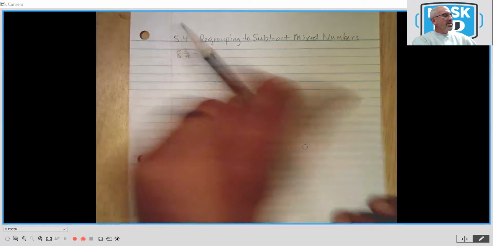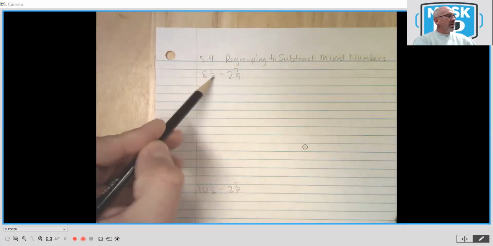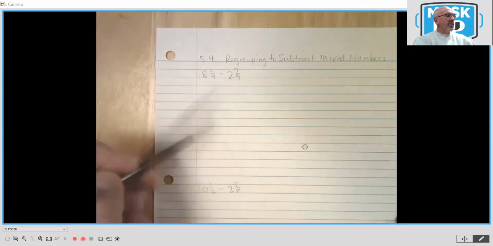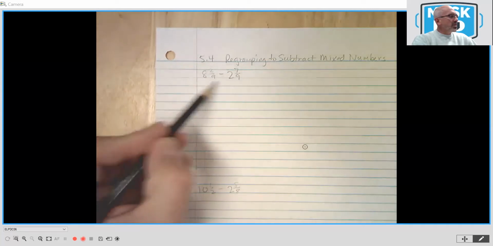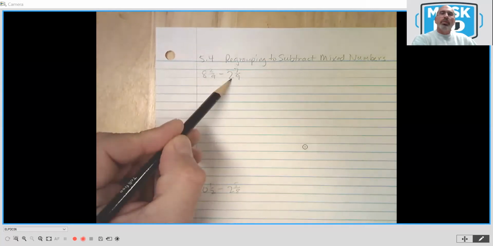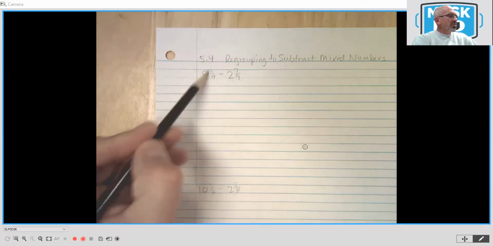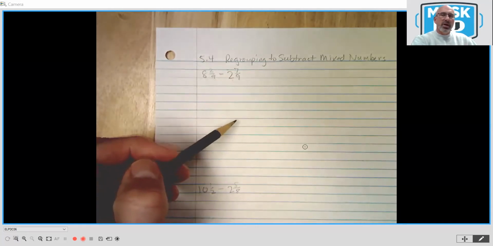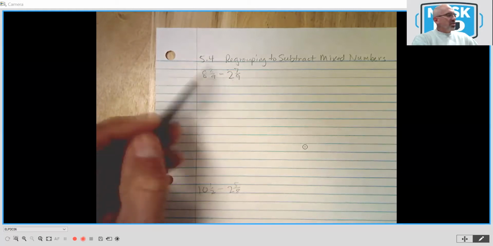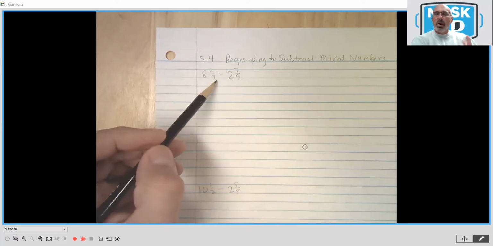All right, so let's look at this problem up here. 8 and 2/9 minus 2 and 7/9. Now, what we learned in our last lesson is that all we really need to do is subtract the whole number portions. 8 minus 2 would be 6. But then we need to subtract the 2/9 minus 7/9. Think about that, 2/9 minus 7/9. We can't really subtract those yet. So just like in regular subtracting, sometimes we have to regroup or borrow things.